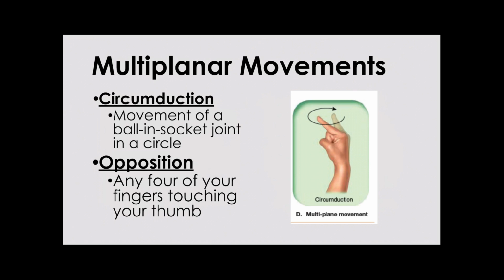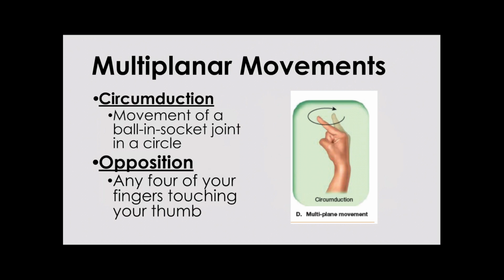You also have something called circumduction and opposition. Circumduction is when you have the movement of a ball and socket joint. So it's kind of like a circular motion. You can think of it, it's in the name, circumduction, circular motion. So you can do this with your wrists. You can kind of do this with your ankles.